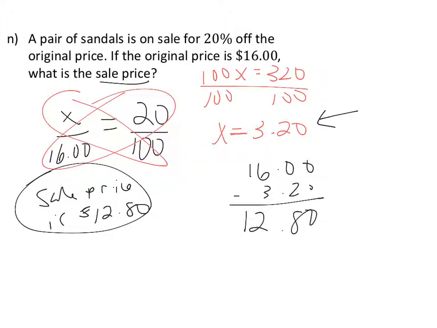Now, if you wanted to think about this another way, and I don't want to confuse you, if we're taking 20% off, we could have instead made our equation, well, we don't know the sale price, we do know the total. If we're going to take 20% off, isn't that the same as just finding 80% of the sandals? That could have been another proportion you set up.